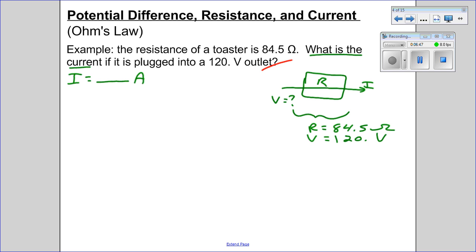Step 4, find a formula. We know that it's Ohm's law, and we probably know Ohm's law in terms of current. It's going to be this potential difference divided by the resistance. Plug numbers in, 120 volts divided by 84.5 ohms, and our current comes out to 1.42 amps. Remember to pause. Try that again in the next one.